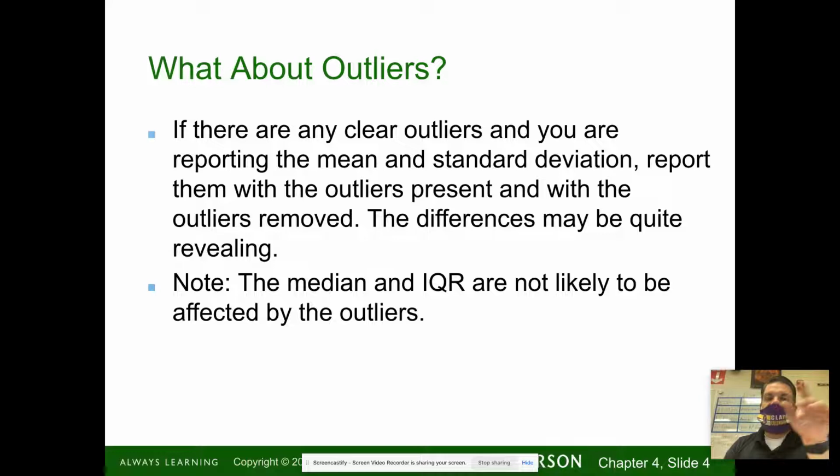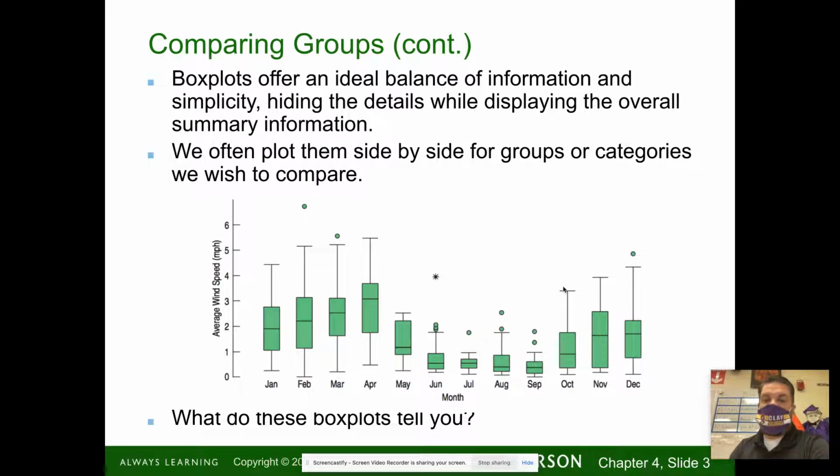Oh wait, I read that wrong. It says if there are any clear outliers and you are reporting the mean and standard deviation, report them with the outliers present and with the outliers removed. The differences might be quite revealing. The median and IQR are not likely to be affected by outliers. So what they're saying is, you see these little dots? These are the outliers. If you're going to do the mean and standard deviation, you could toss them out, but you need to report that they were there.